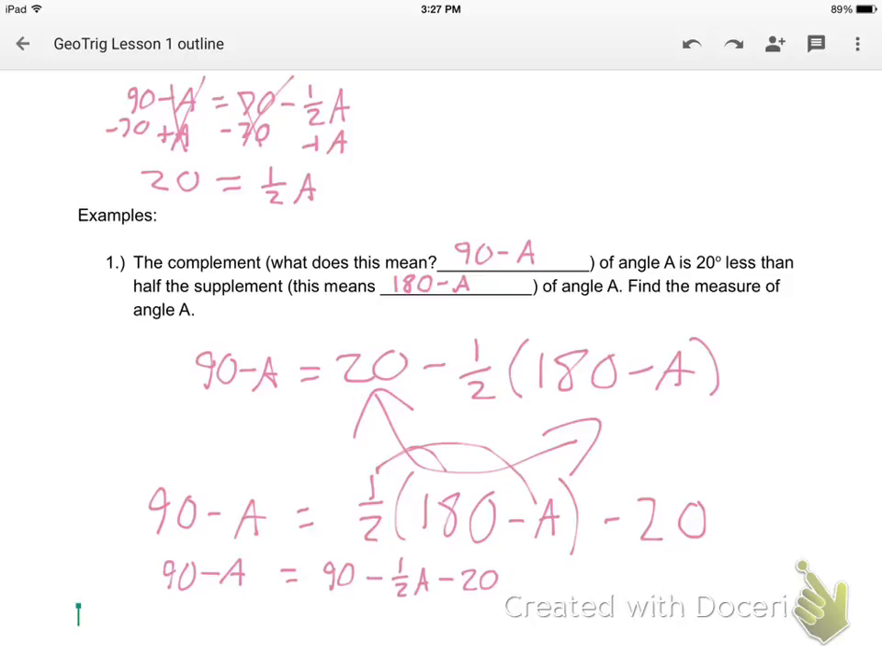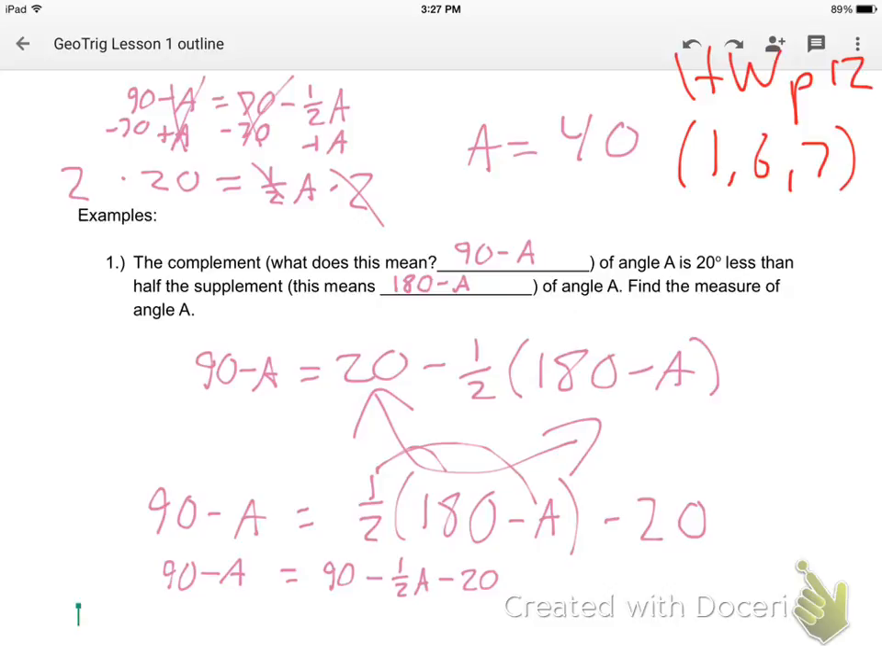Multiply by the reciprocal, which would be 2 over 1, or multiply by 2. Or you could divide by half, but when you divide by a fraction, you flip and multiply, which is multiplying by the reciprocal. Multiply by 2, multiply by 2. The 2 and the half will cancel. A is 40.